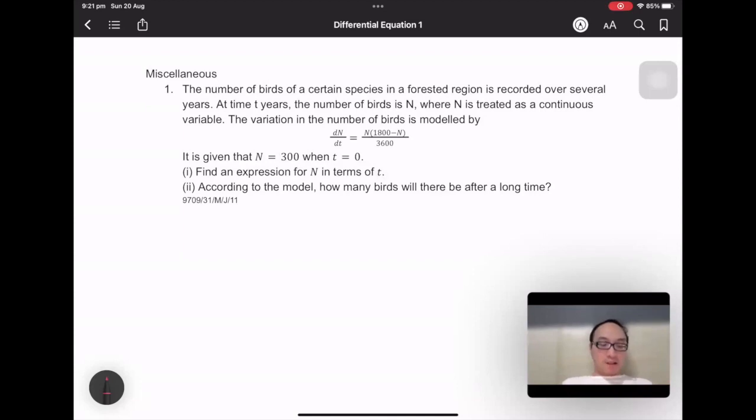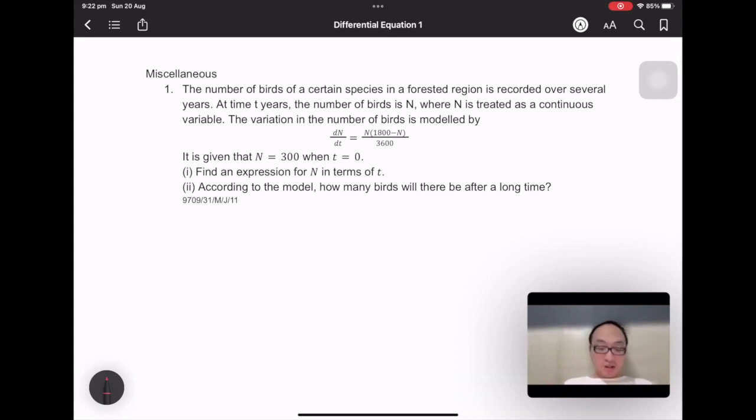The number of birds of a certain species in a forested region is recorded over several years. At time t years, the number of birds is n, where n is treated as a continuous variable. The variation of the number of birds is modeled by the differential equation. It is given that n equals 300 when t equals 0. Find an expression for n in terms of t.